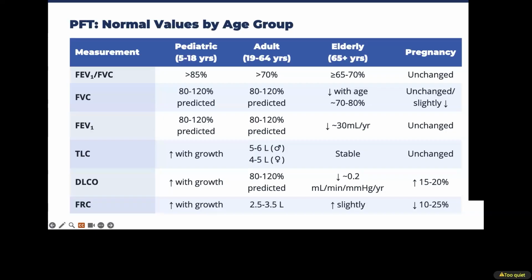Now, here's the table for you across the lifespan, so you have something to refer to. So this table helps put pulmonary function values into perspective. So when you interpret a PFT, you're always comparing a patient's number to a predicted value. That predicted value is adjusted for age, sex, height, and ethnicity.